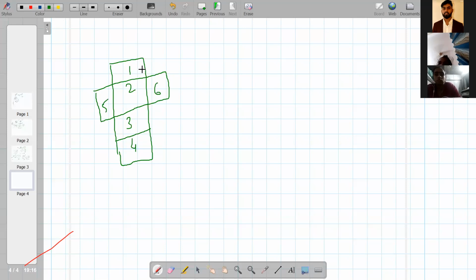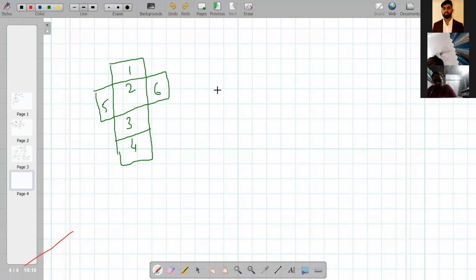This is called adjacent. The sides which are together. 1 and 2 are adjacent to each other. 2 and 6 are adjacent to each other. 2 and 5 are adjacent to each other. 2 and 3 are adjacent. 3 and 4 are adjacent. Okay.